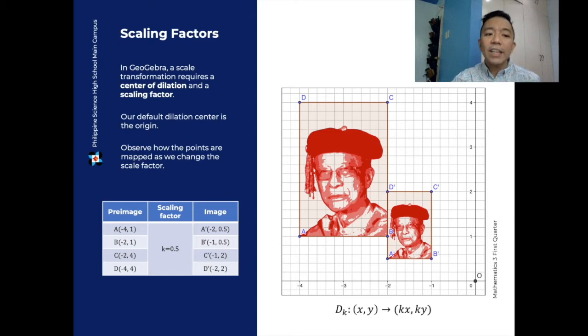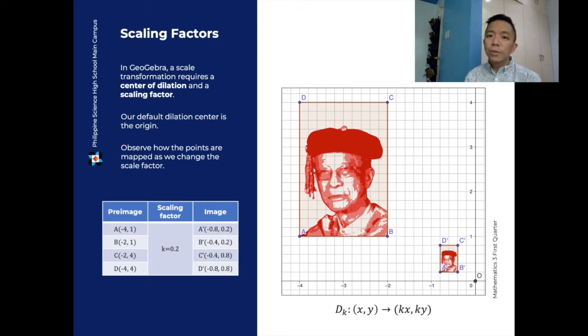So we multiplied 1/2 to the coordinates (-4, 1). The same goes for the remaining 3 coordinates of the pre-image. If we change the scaling factor to 0.2, our image will shrink further. Again, if our dimensions are 2 by 3, it becomes 0.4 by 0.6 because we multiplied 0.2 to the dimensions.